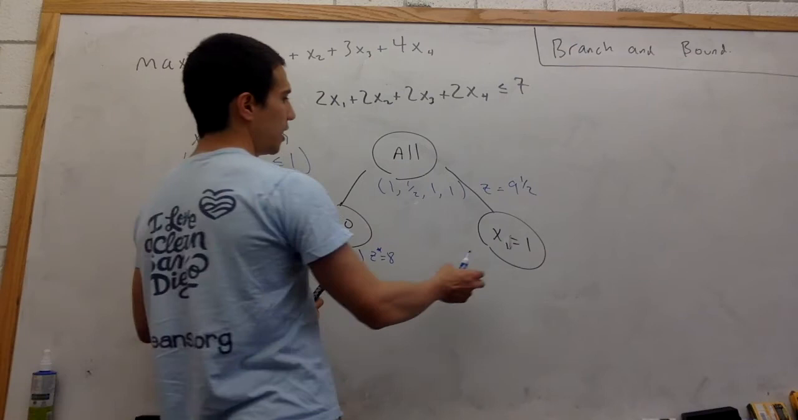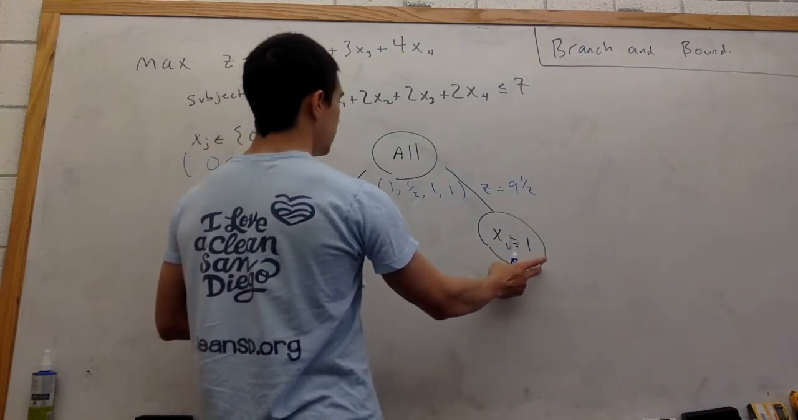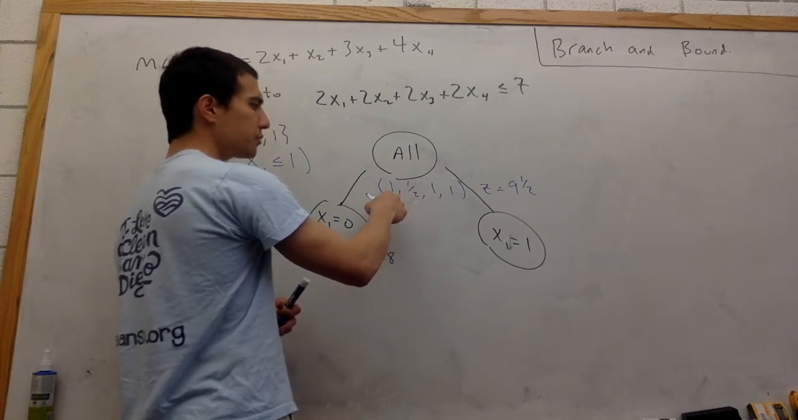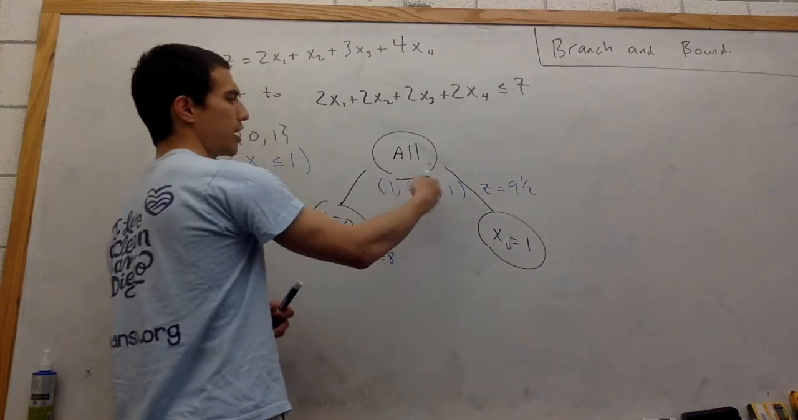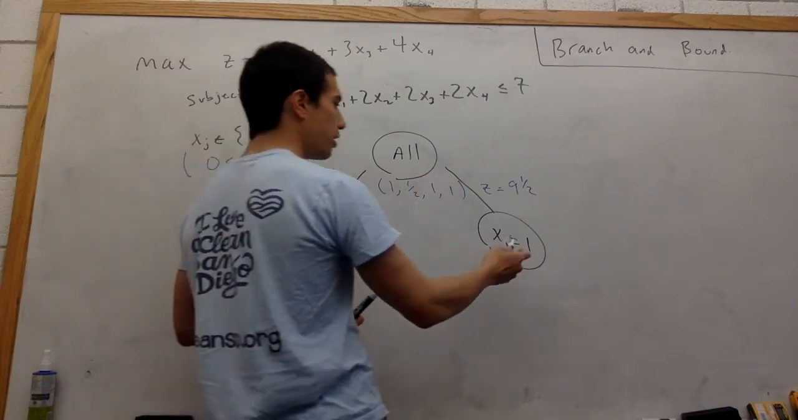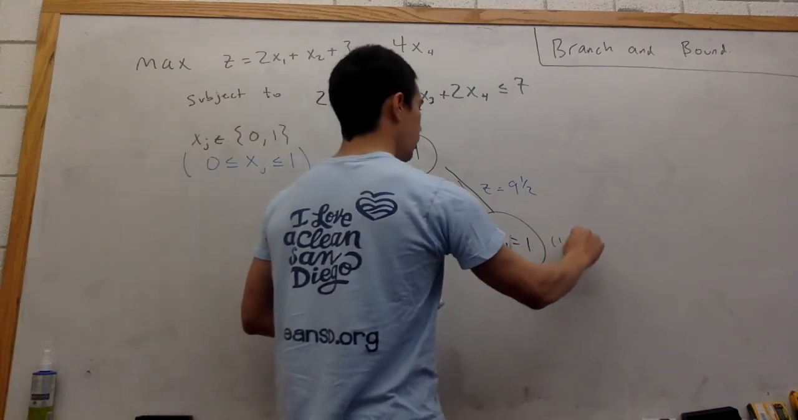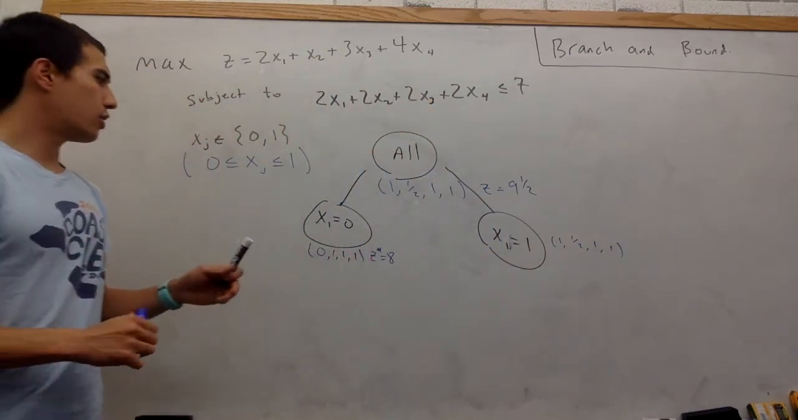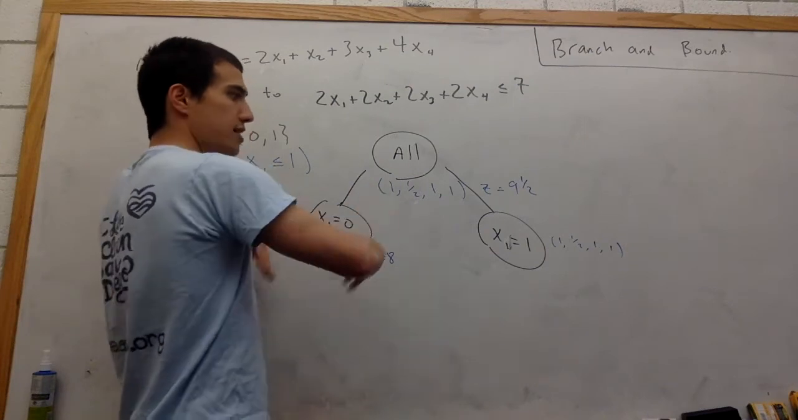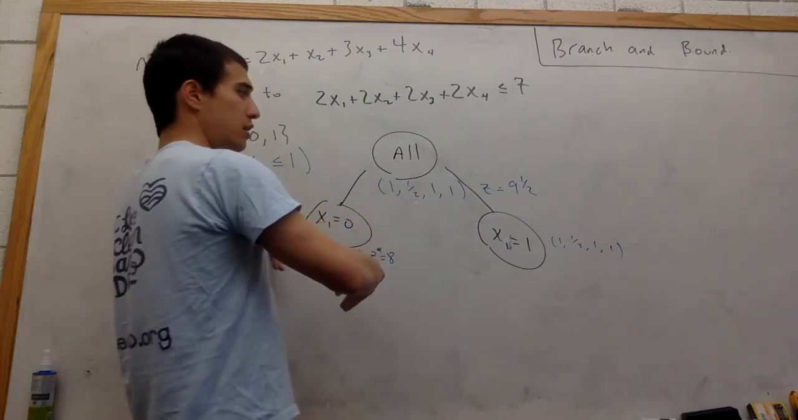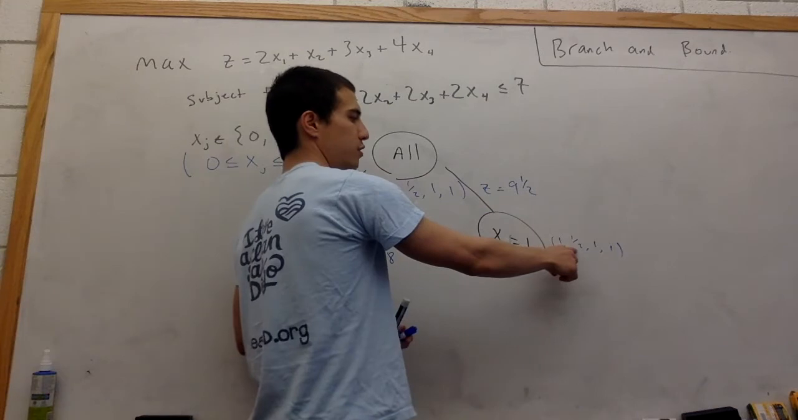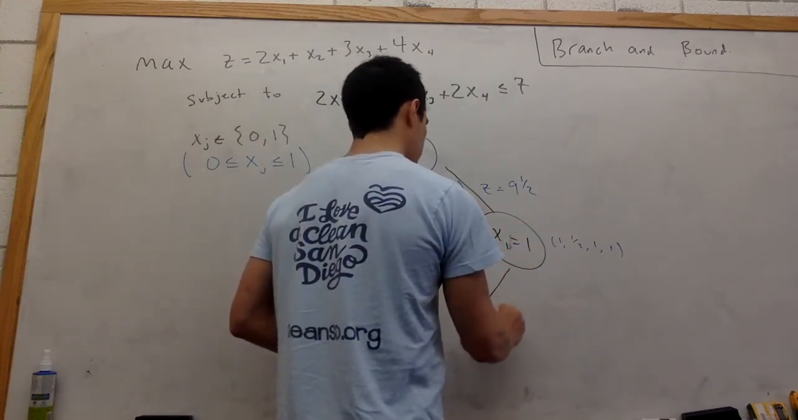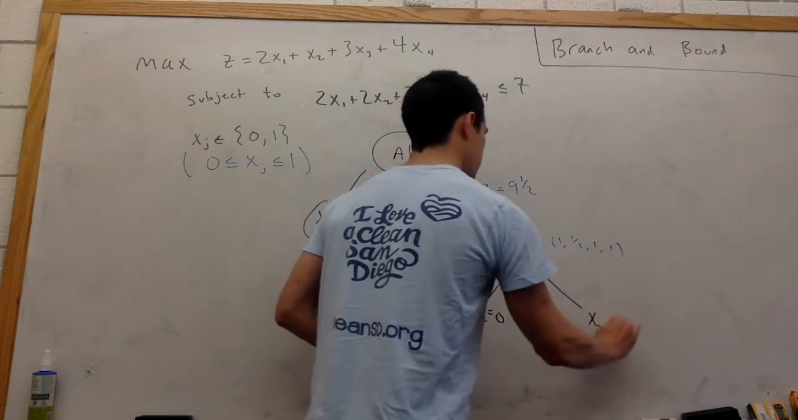Now, if x1 is equal to 1, well then x1 is equal to 1 in the LP relaxation of the whole thing. So we're going to get the same solution here: 1, 1 half, 1, 1 as the solution to our LP relaxation. So this side of the tree is done, with an incumbent, but this side still is not a feasible solution. So we need to branch again. We'll set x2 equal to 0 or x2 equal to 1.